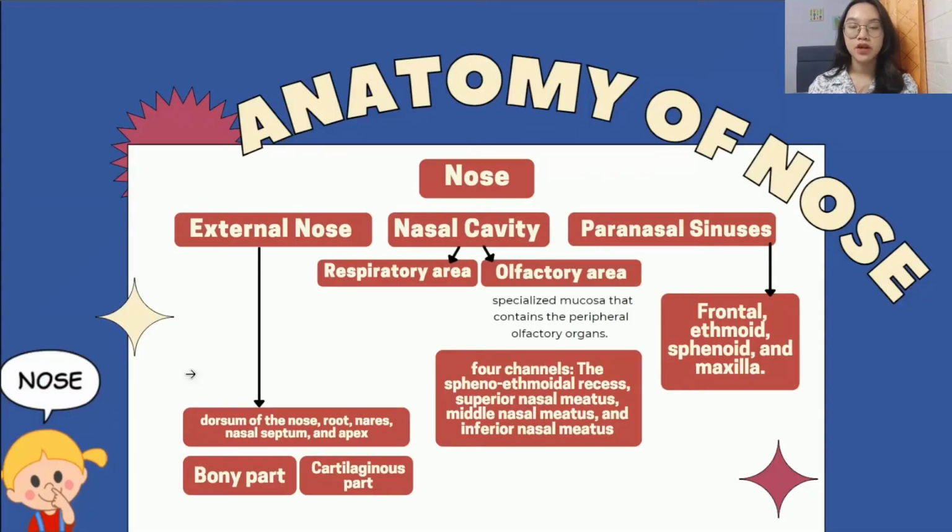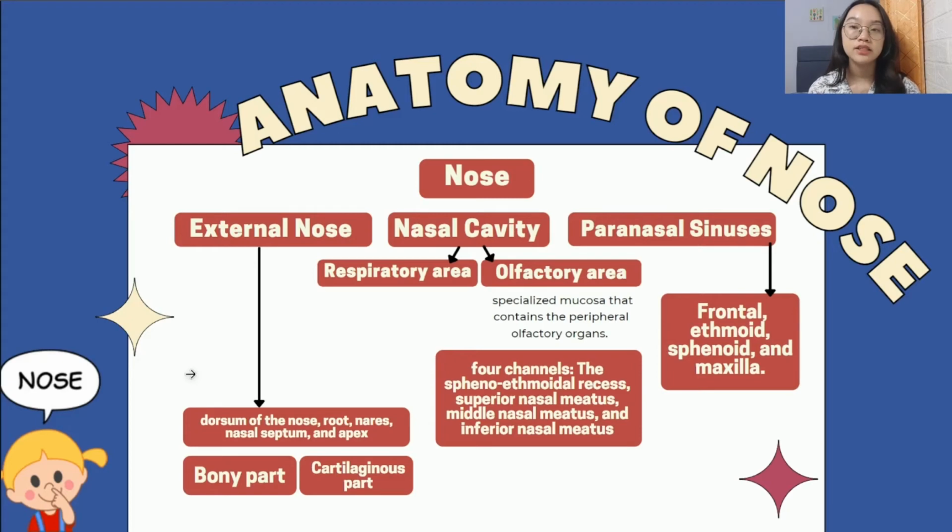The nose consists of the external nose, nasal cavities, and paranasal sinuses. The external parts of the nose that can be seen are the dorsum of the nose, root, nares, nasal septum, and apex. The nasal cavity is also divided into olfactory and respiratory areas. The olfactory region is a specialized mucosa that contains the peripheral olfactory organs.